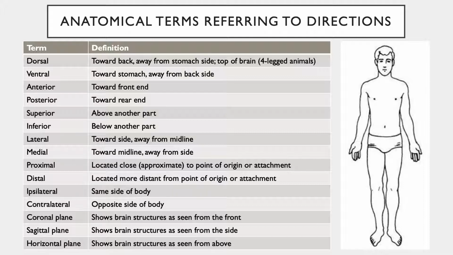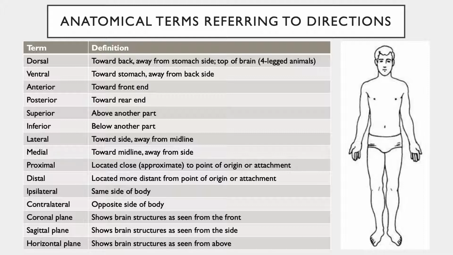Let's try this out. Where is your chin located compared to your brain in each of the three planes? In the horizontal plane, your chin is anterior to your brain because it's further forward. In the sagittal plane, your chin is ventral to your brain because it is closer to your stomach side, and also because it is lower than your brain, right? In a human, when we're standing up, the top of the brain is not ventral, but dorsal.